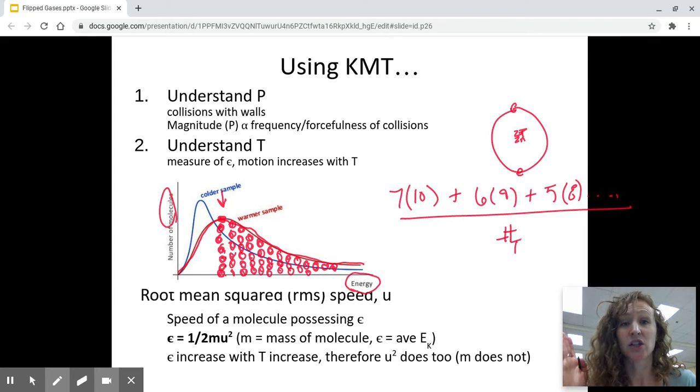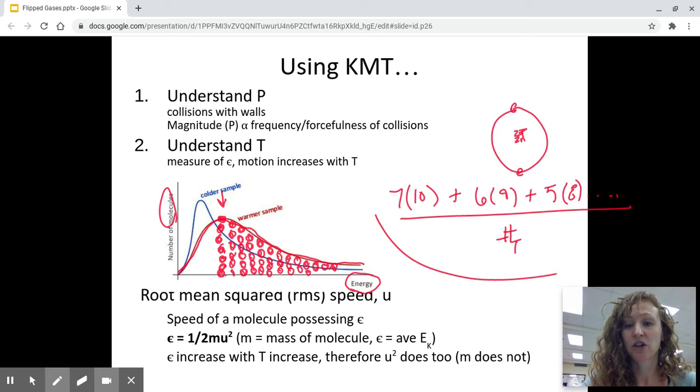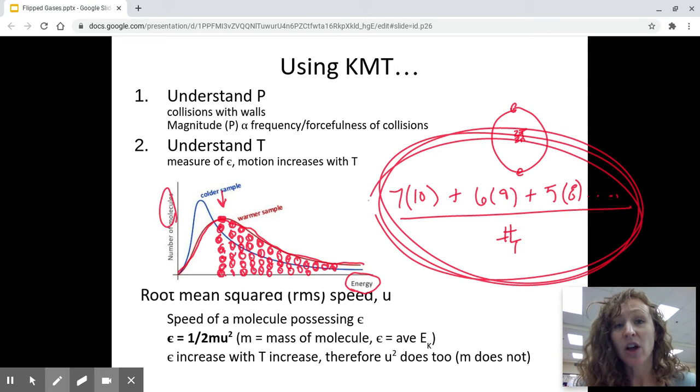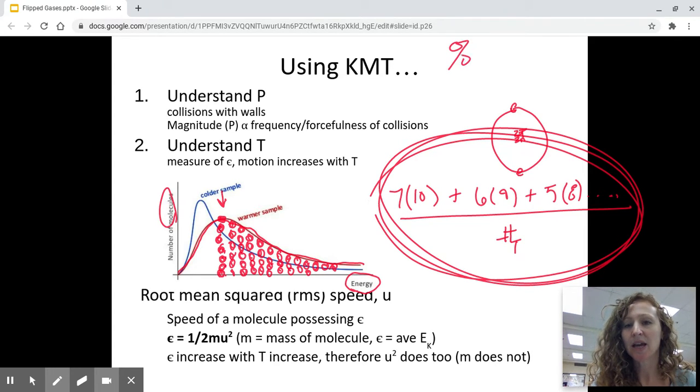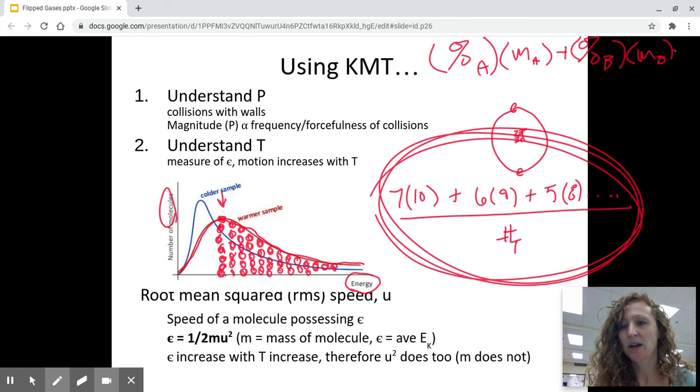We can calculate a straight arithmetic average, which would be this. We can also calculate a weighted average. And remember, weighted averages are used to describe isotope mass. So what we would do with a weighted average is take the percent abundance of an isotope and multiply it by the mass of that isotope. And then we would add it to the percent abundance of your next isotope times the mass of that next isotope, and so on and so forth.